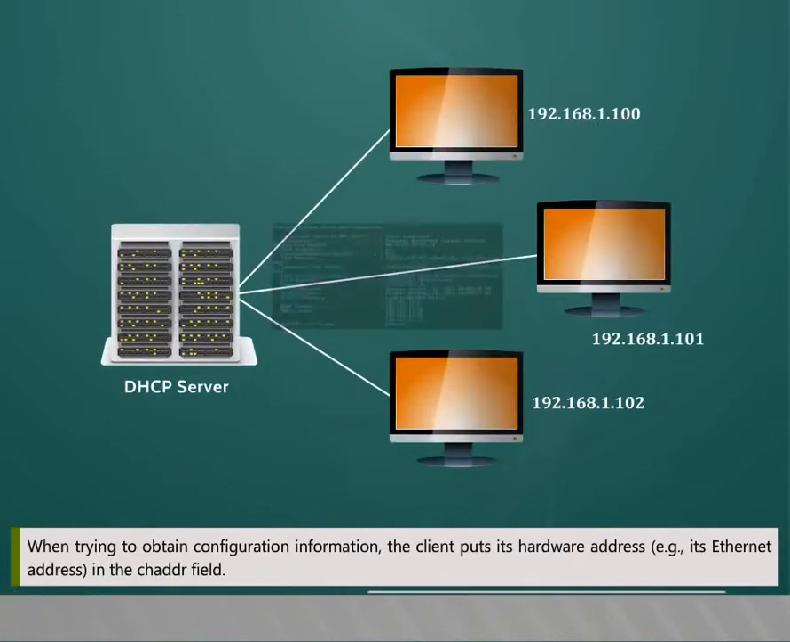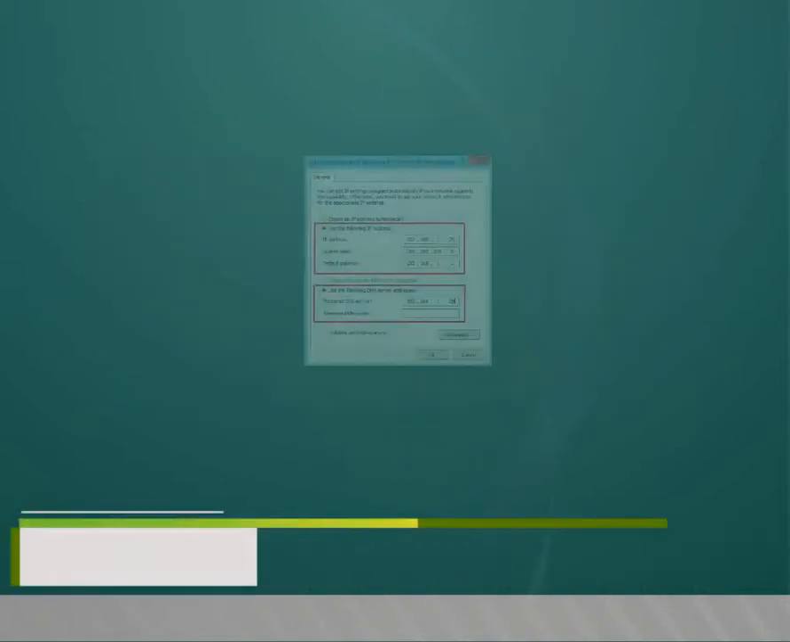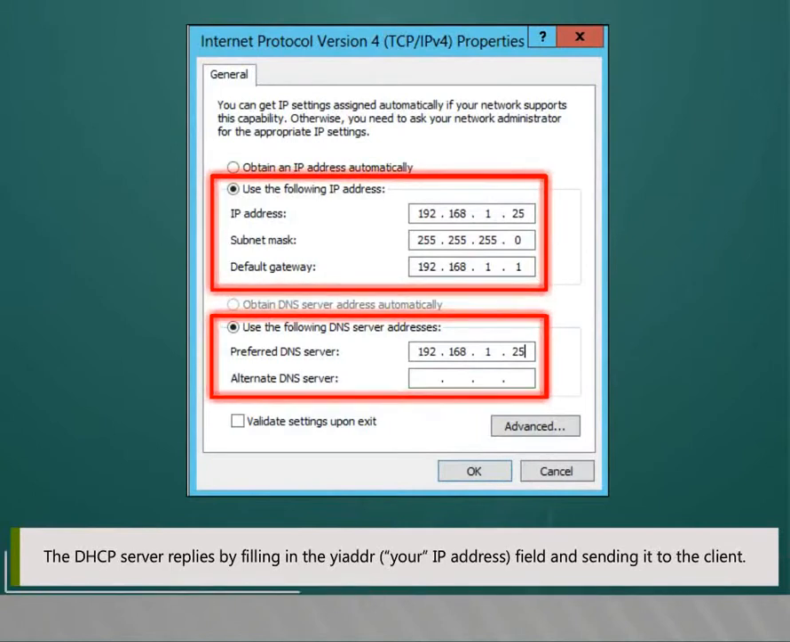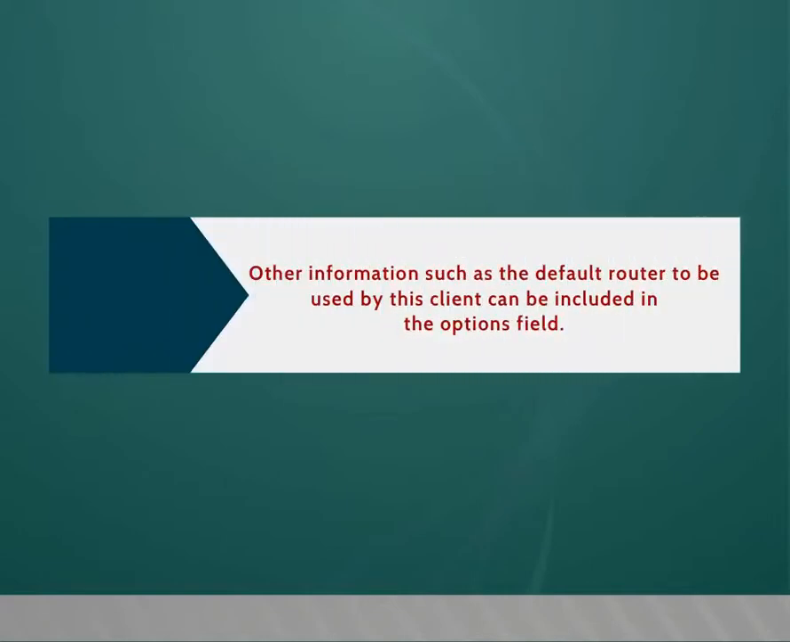When trying to obtain configuration information, the client puts its hardware address, for example its Ethernet address, in the chaddr (client hardware address) field. The DHCP server replies by filling in the yiaddr, that is your IP address field, and sending it to the client. Other information such as the default router to be used by this client can be included in the options field.